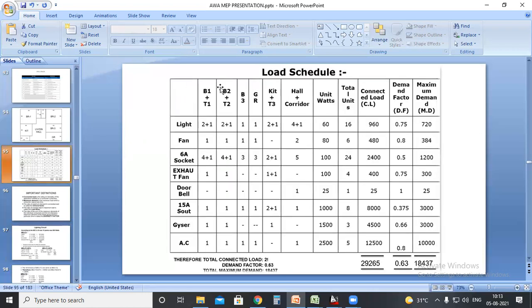We already have two rooms combined together. Two rooms means one bedroom plus attached toilet. So you can see two light fixtures in the bedroom, one fan in the bedroom, four sockets in the bedroom, and an exhaust fan in the toilet, one socket in the toilet, and one light. You can either take a separate circuit for the bedroom and the next circuit for the toilet. There is an option to do it this way.